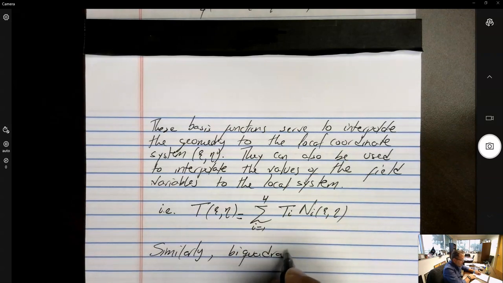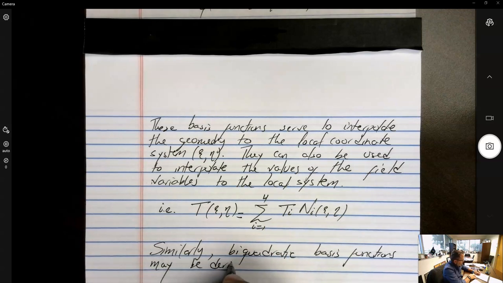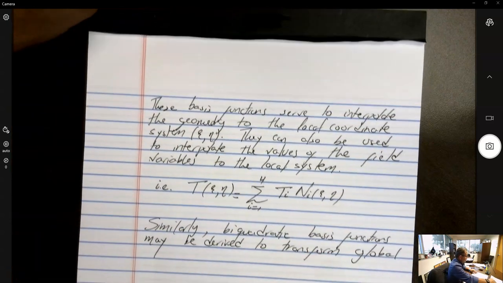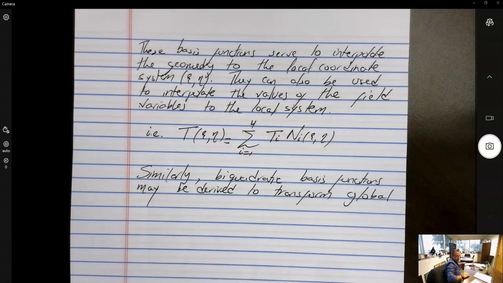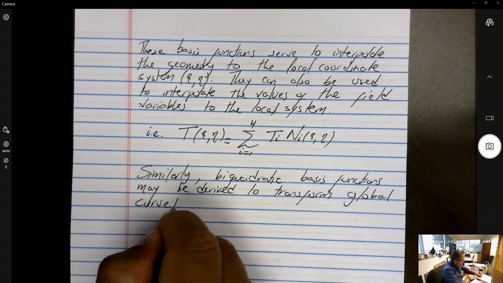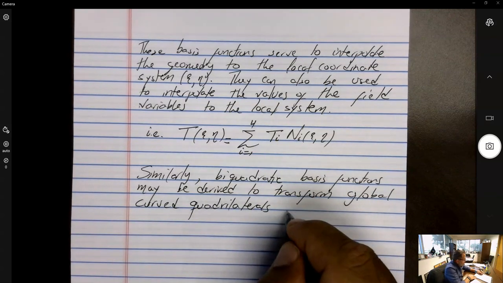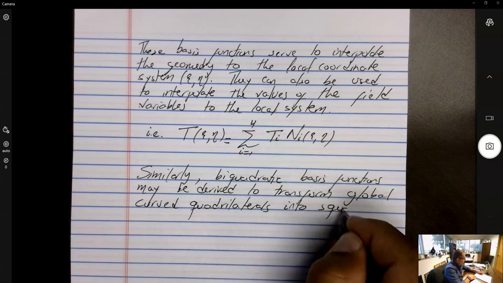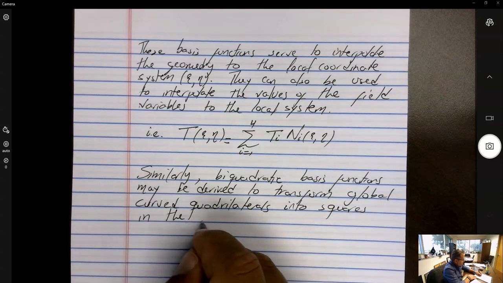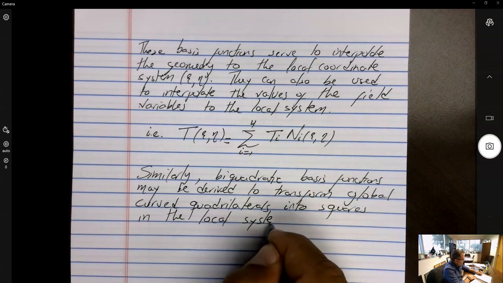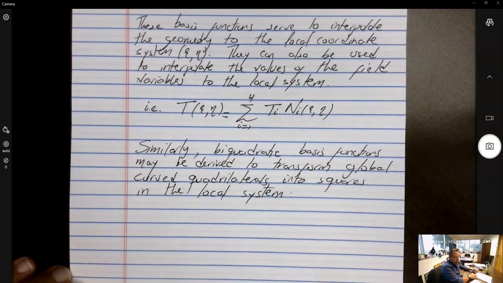Similarly, biquadratic basis functions may be derived to transform global curved quadrilaterals into squares in the local system. So we can come up with higher order elements.